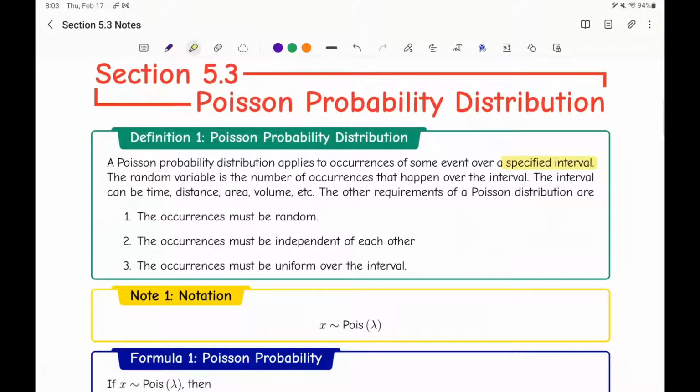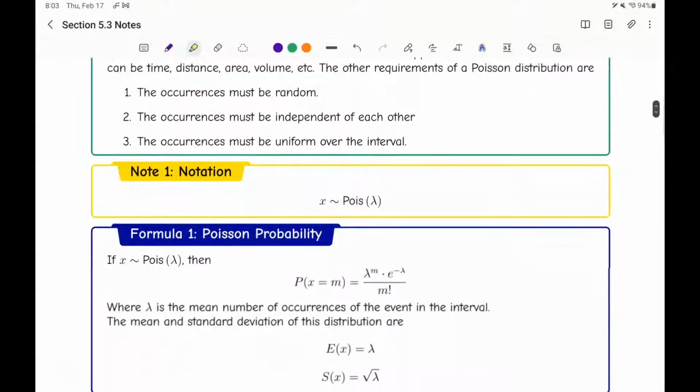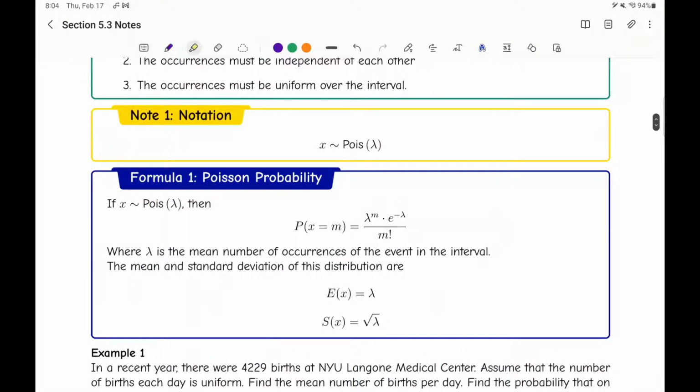So the notation, we'll just say X is Poisson, lambda. This upside down y is the Greek letter lambda. You'll notice that it only depends on one number, where the binomial distribution depended on two numbers, n and p. If X is Poisson with lambda, then the probability that X equals m is lambda to the m power times e to the negative lambda divided by m factorial.